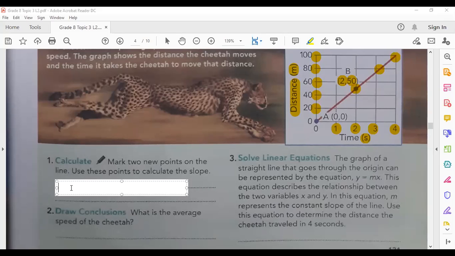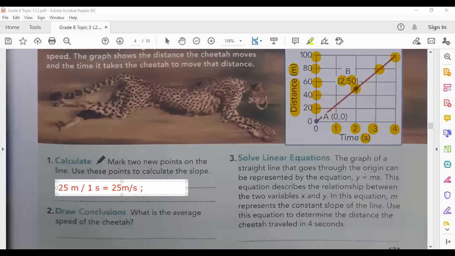Let's solve it. For the slope, let's choose 25 meters. When it is 25 meters, what is the time in seconds? 1 second. Which is equal to 25 meters per second. This is the first point. When the distance is 25, the time is 1 second. And the second point, let me choose 100, for example.